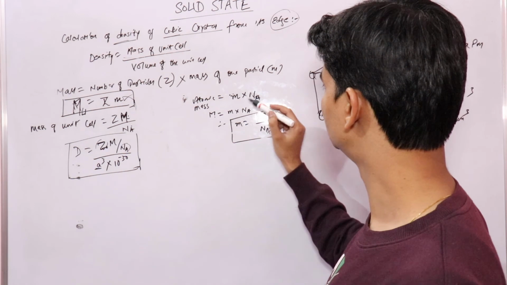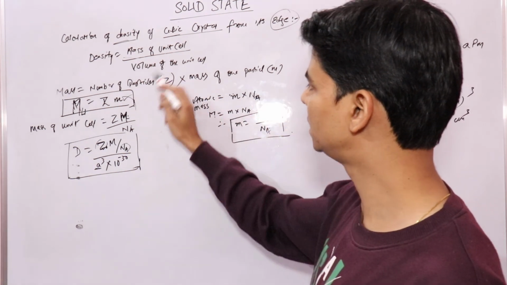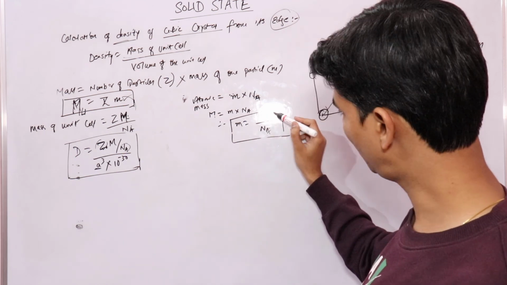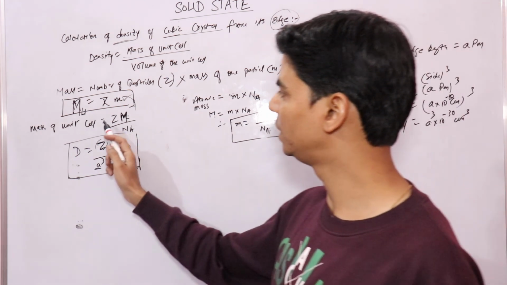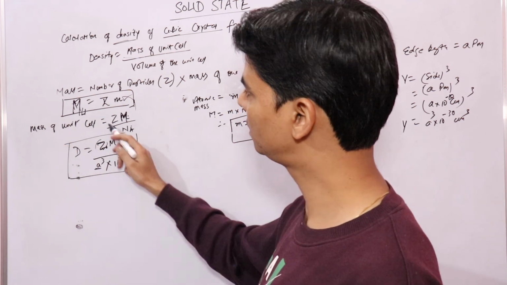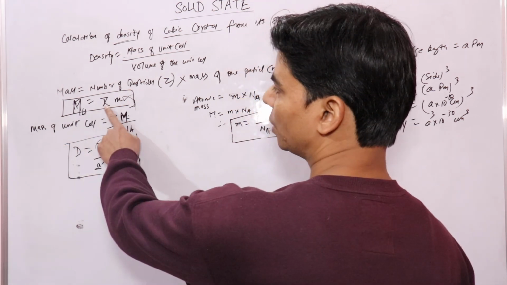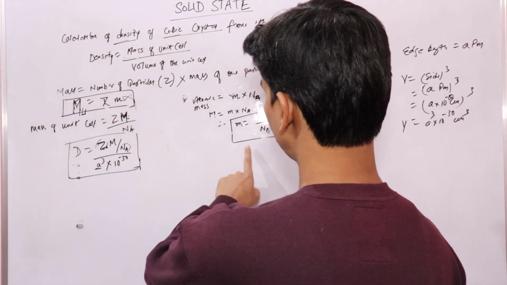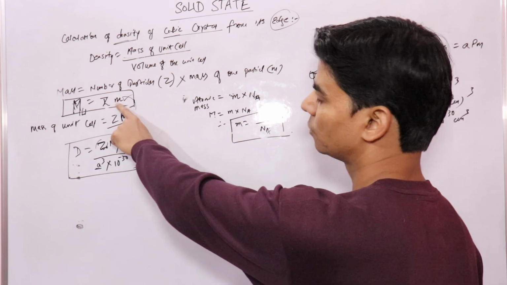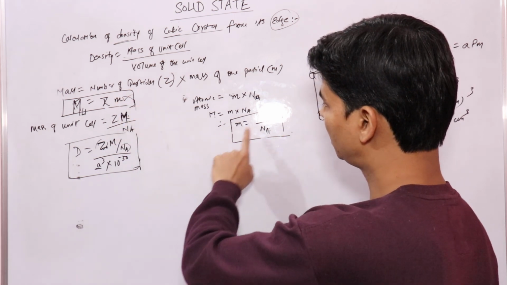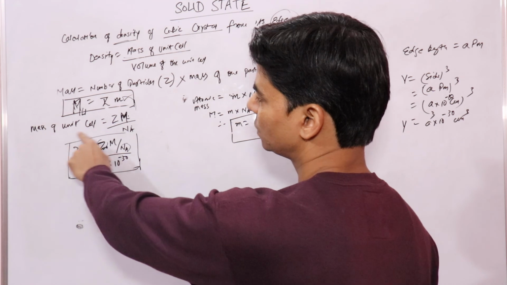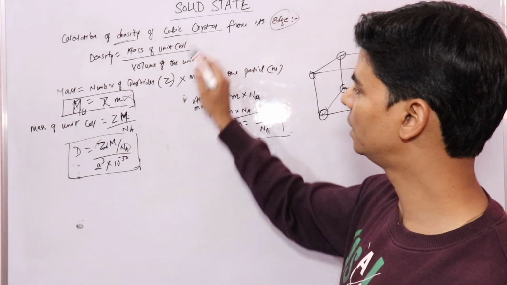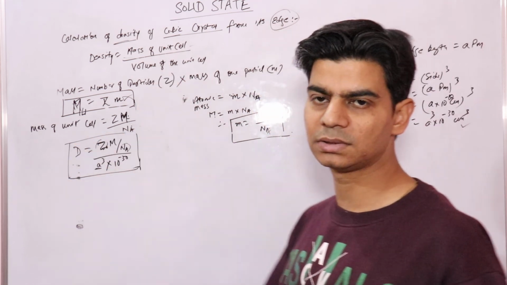Now we have Z particles, so we will multiply Z with M upon Na, the mass of one particle. We get the mass of the unit cell, right? Mass of the unit cell is the number of particles in the unit cell into the mass of one particle. The mass of one particle is calculated from here. We put the value of the mass of one particle, which is this, and you get the mass of the unit cell. So you put this value here and this value here, and you get the density of the cubic crystal system.